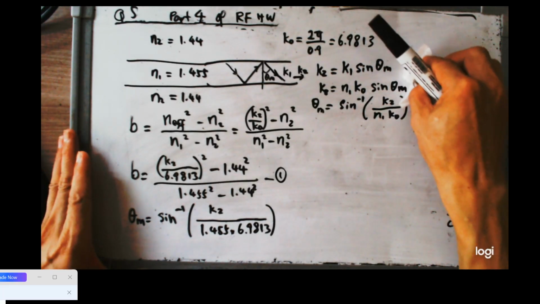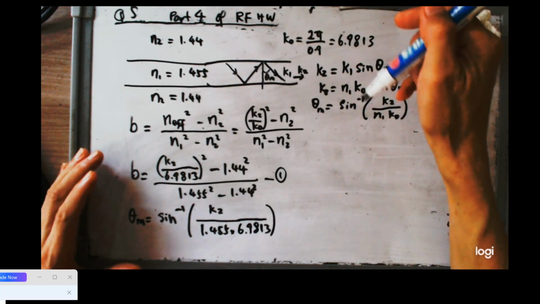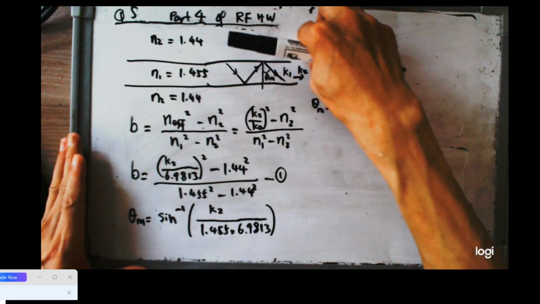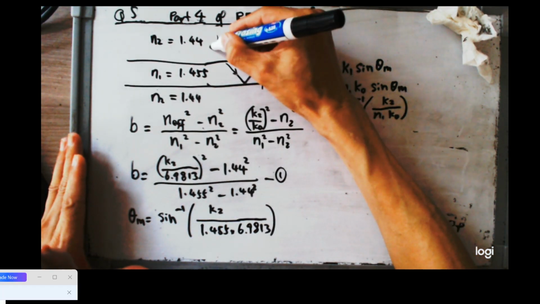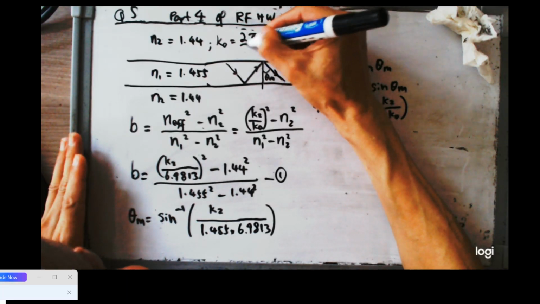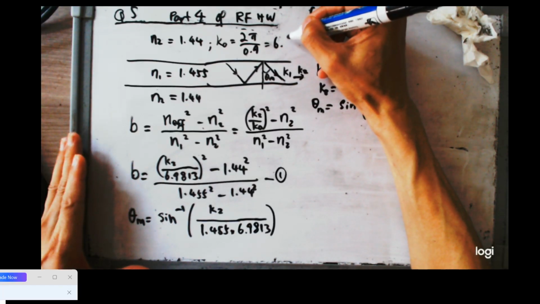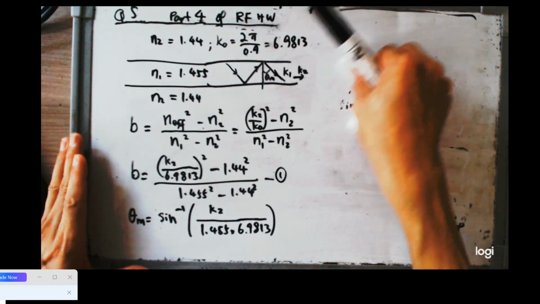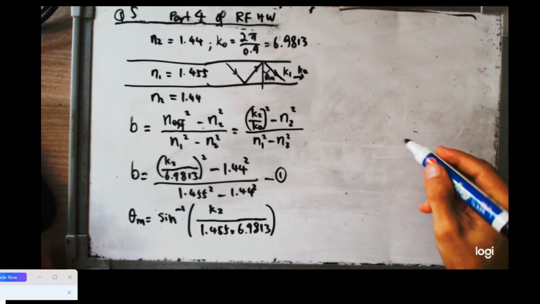So for the time being, I'm going to relocate the writing. Yeah, it's a little bit messy now. I'm going to relocate this one to 2 pi over 0.9, 6.9813. So I'm going to use the little space on the right hand side to continue with this question.